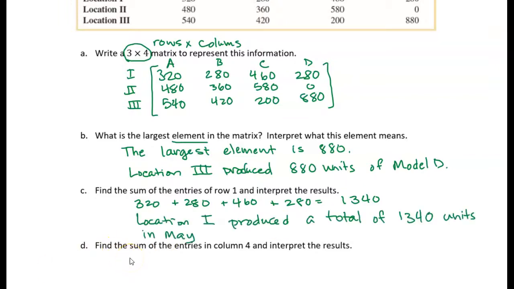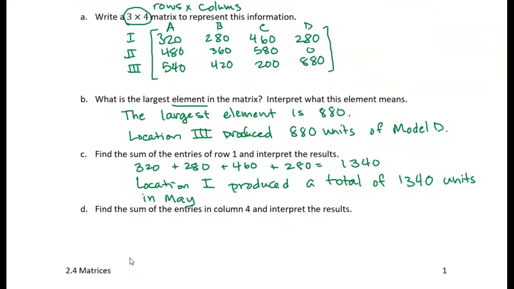All right, so let's take a look at the last question. Find the sum of the entries in column 4 and interpret the results. Well, column 4, we're just going to take all those numbers and add them up. 280 plus 0 plus 880. And what do I get? I get 1,160.